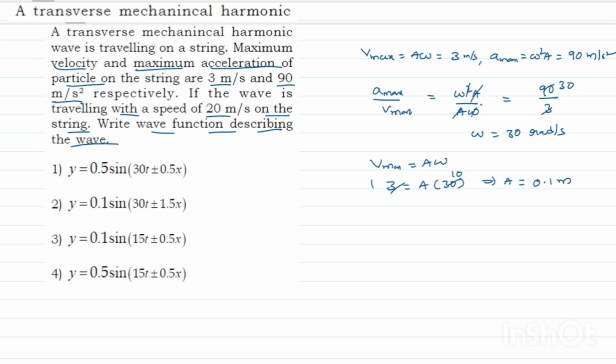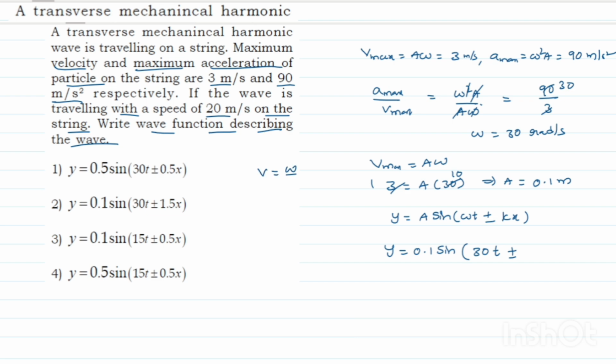Here you can take plus or minus, they have not mentioned anything. So you just take y equals a sin(omega t plus or minus kx). So this is the equation of the wave. Then y equals amplitude, already 0.1, into sin. Omega is already calculated as 30, into t plus or minus k value. K you will be getting, we just calculate the k value.